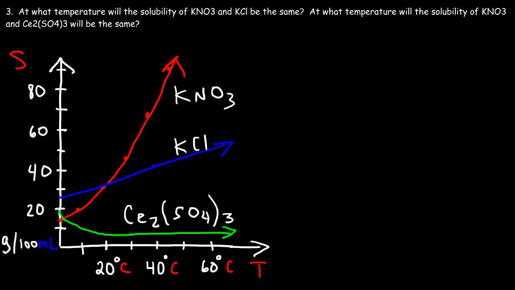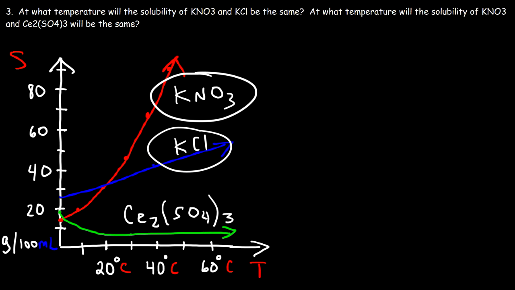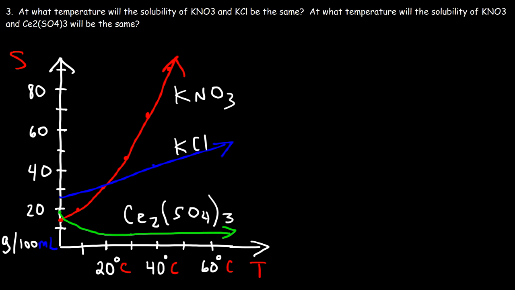Number 3, at what temperature will the solubility of potassium nitrate and potassium chloride be the same? By the way, for each of these problems, feel free to pause the video if you want to try it yourself. I think it's good to try it yourself and then see if you get the answer right. Potassium nitrate is the red line, potassium chloride is the blue line. To find out when the solubility will be the same, we need to look at the point of intersection, which is here. And we're looking for the temperature that corresponds to that solubility. So that's at 20 degrees Celsius.